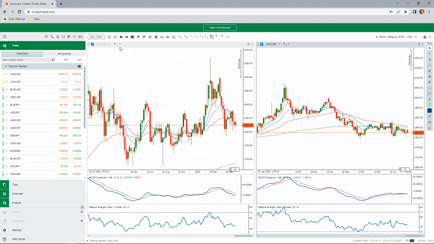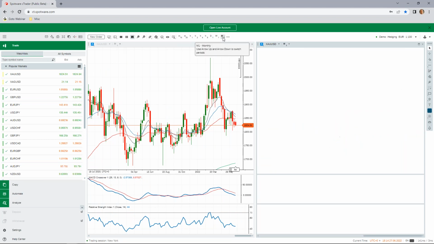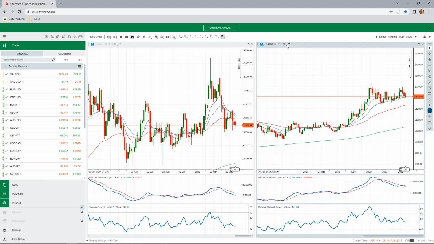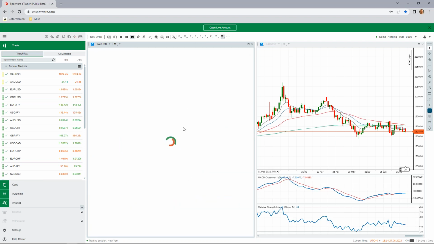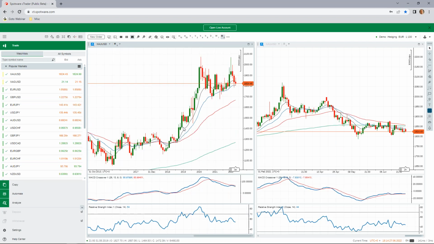As you can see, if we went up to the monthly chart, we can see that even more. Oh, hang on, didn't want to do that. Let me go to this one. Same thing, same chart.